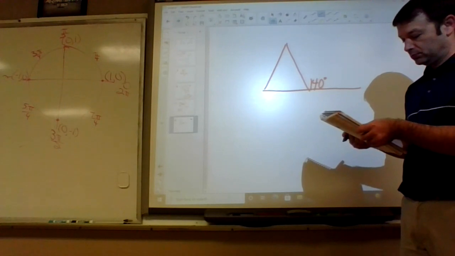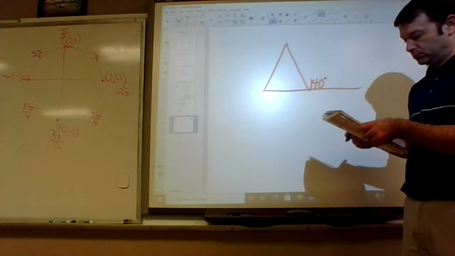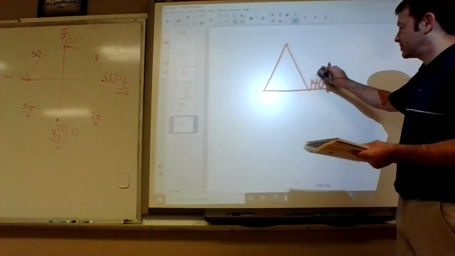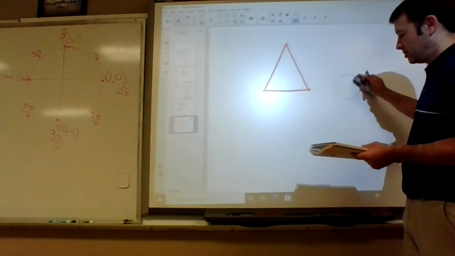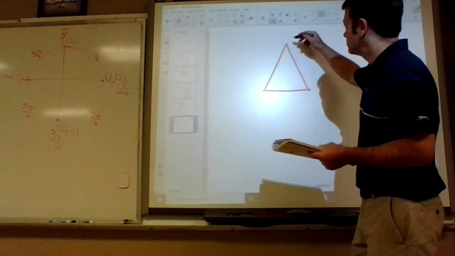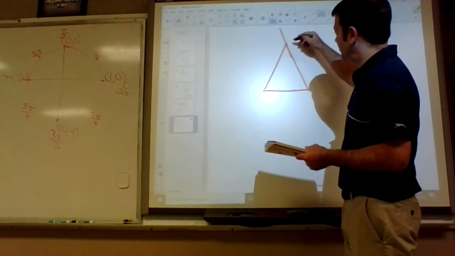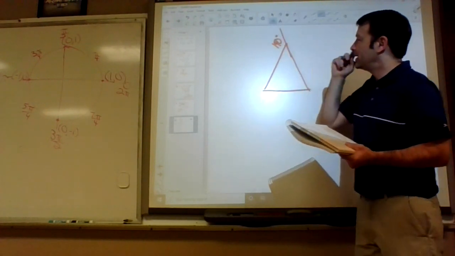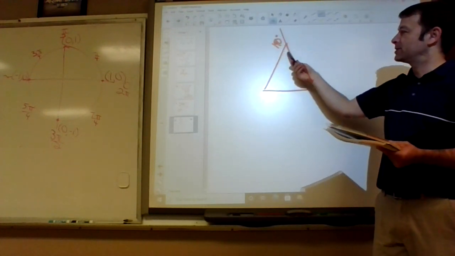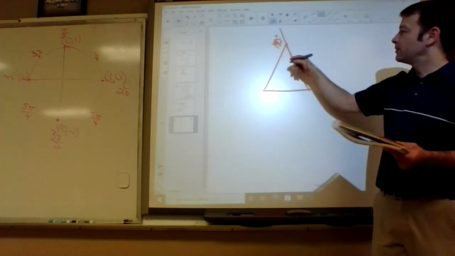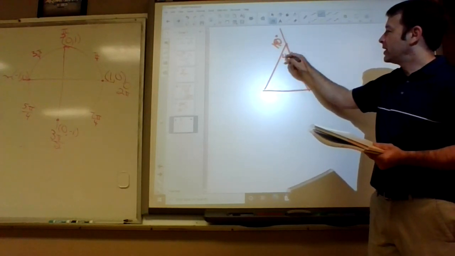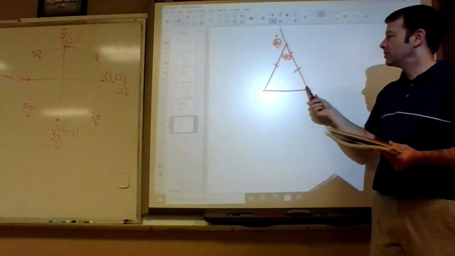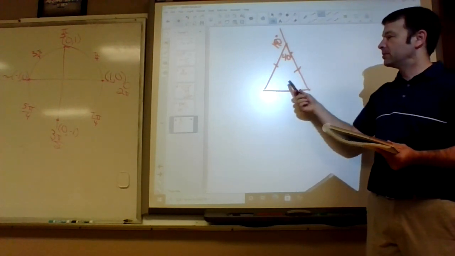40. Oh, no, sorry. It said exterior at the vertex angle, so up to the top. So I should put this up here. Okay, so if this is 140, then what's this going to be? 40. Yes. Okay, if this is 40, what's that leave for these two? 140, which is 70 each.